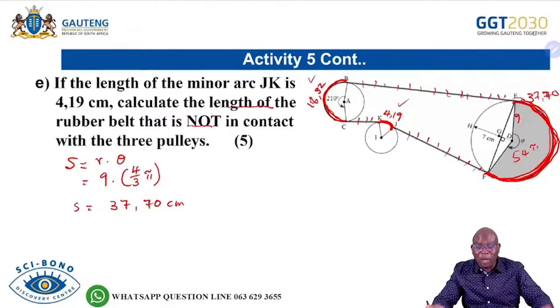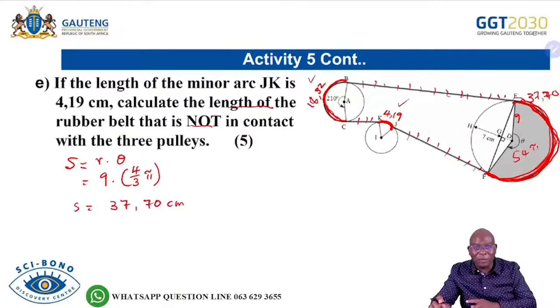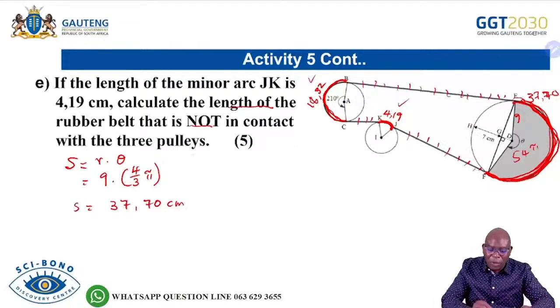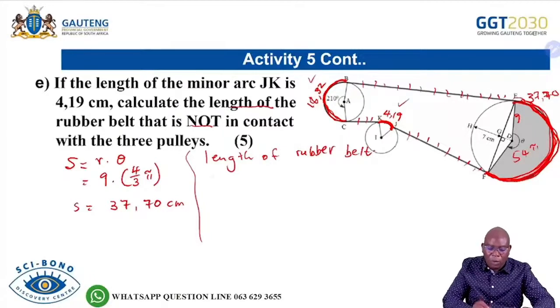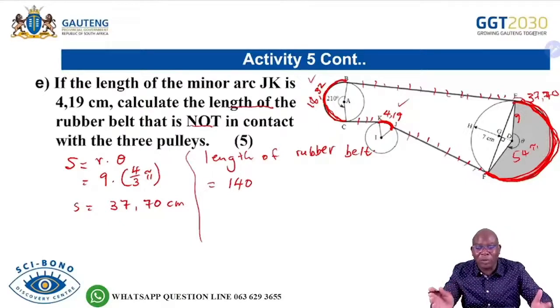So what should I do with that arc length? I must remove it. From how much? From 140. So I have the whole belt as 140. Remember in that question it says the whole belt is 140 centimeters. So now what should I do? I must say the length of the rubber belt that is not in contact will be equal to 140. Remember, it is not in contact with the pulleys.